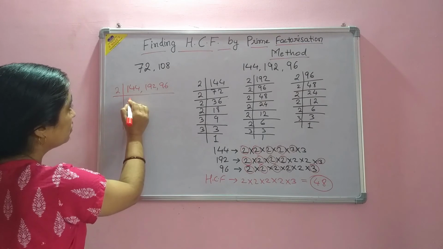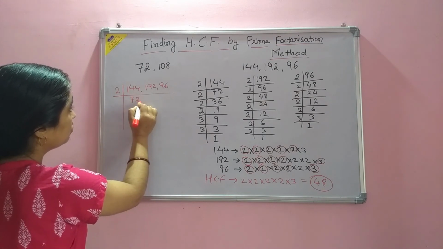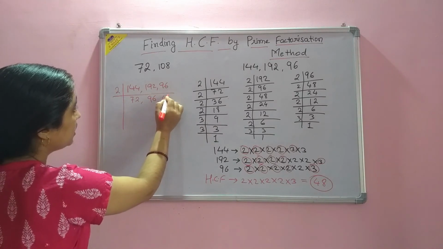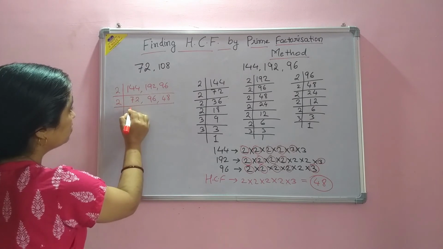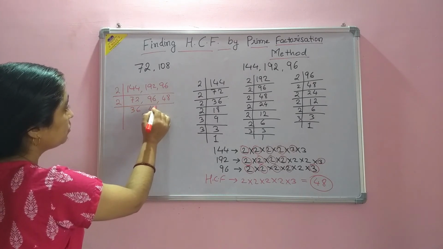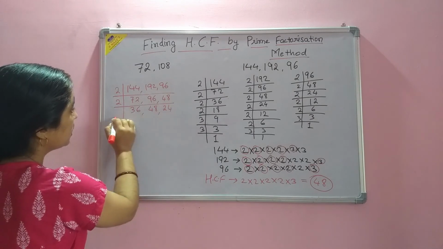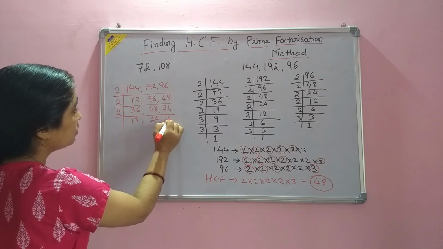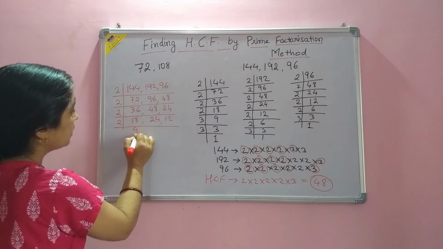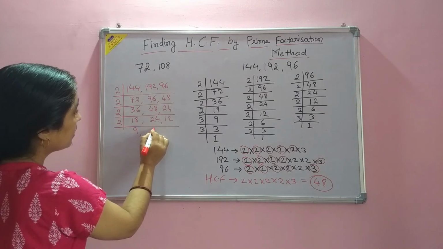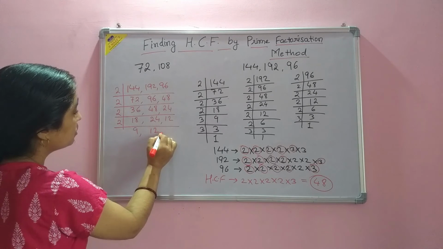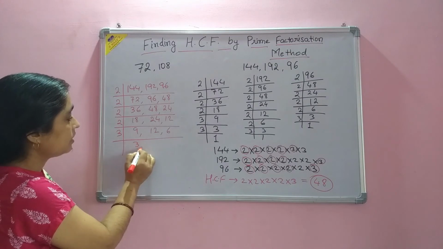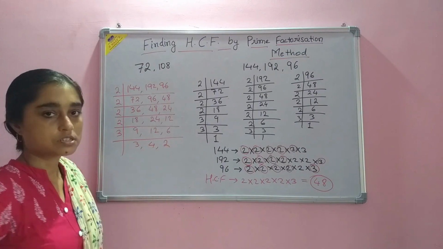You can do 2 7s are 14, 2 2s are 4, 2 9s are 18, 2 6s are 12, 2 4s are 8, 2 8s are 16. Then 2 3s are 6, 2 6s are 12, 2 4s are 8, 2 8s are 16, 2 2s are 4, 2 4s are 8, 2 1s are 2, 2 2s are 4, then 2 9s are 18, 2 1s are 2, 2 2s are 4, 2 6s are 12. Now 3 3s are 9, 3 4s are 12, 3 2s are 6.